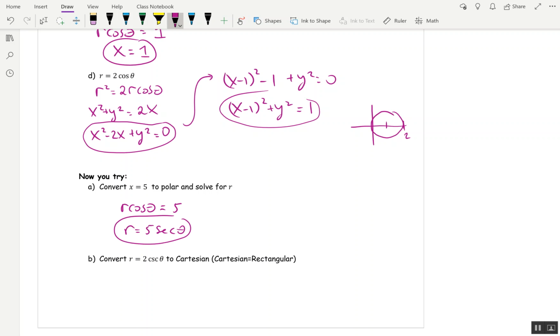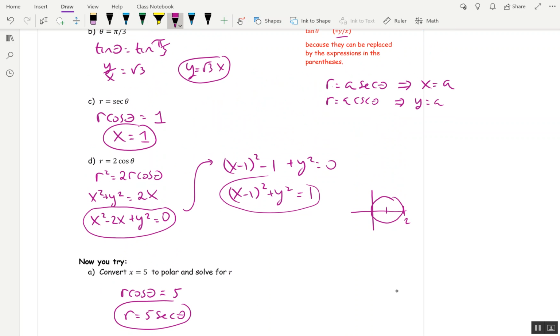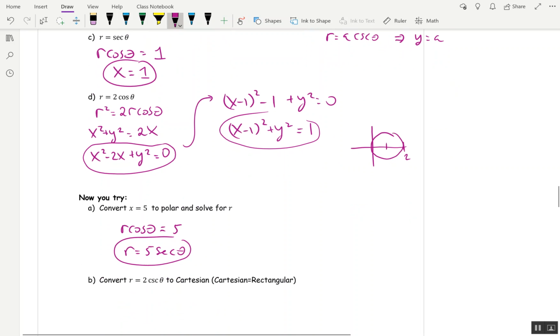We kind of knew that though, because I said up here, if you see r is a secant theta, that's the vertical line x equals a. But we were going the other direction. We had x equals 5, and we converted it to polar.